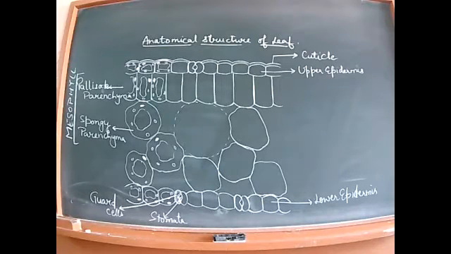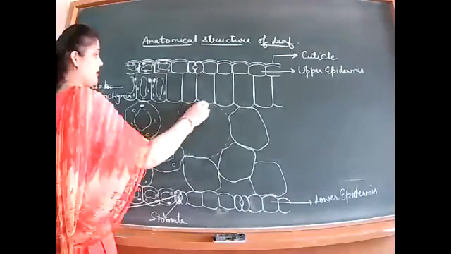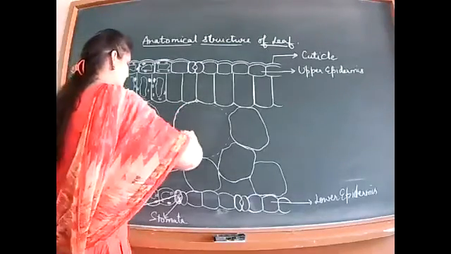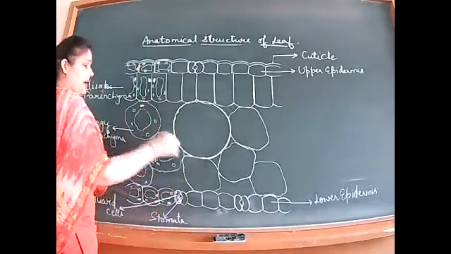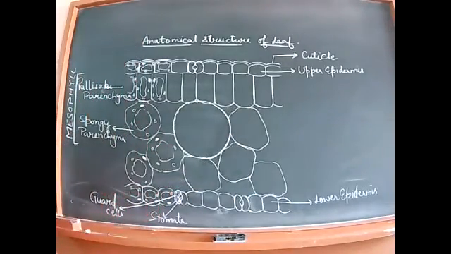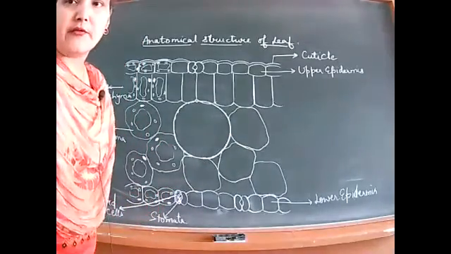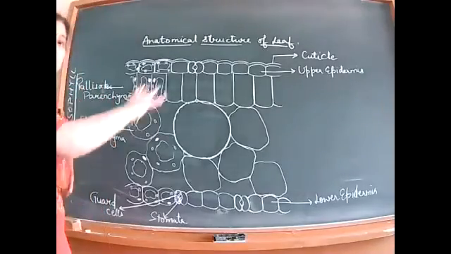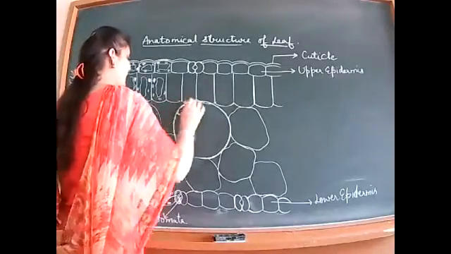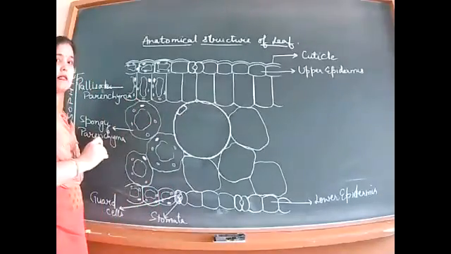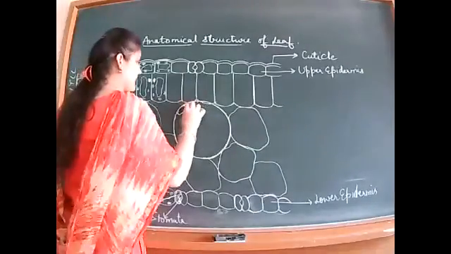Have you drawn this? Have you labeled it? Now, coming to this middle portion, that is the midrib region, which comprises the xylem and the phloem. First of all, this is differentiated from the outer cells with a special layer, which is termed the endodermis.